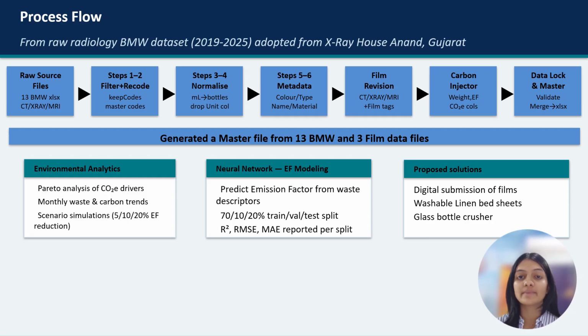13 of these were biomedical waste files and 3 of these were film waste files generated from CT, MRI and X-rays. Since the raw files contained incompatible and inconsistent variables, we processed them through 6 structured steps. All 16 files were merged to generate a single master dataset which consisted of 587,648 datasets. Using this master file, we computed emissions, conducted Pareto analysis, applied neural network modeling, and developed mitigation strategies.